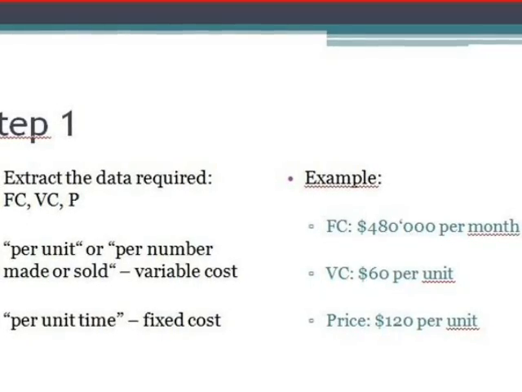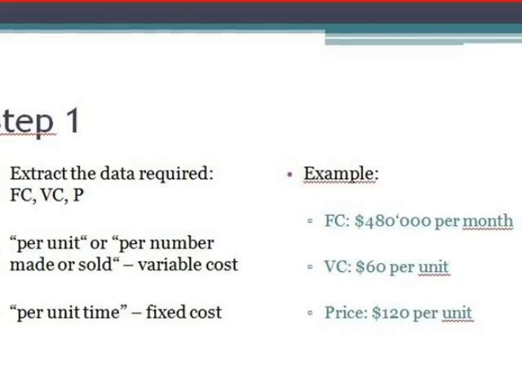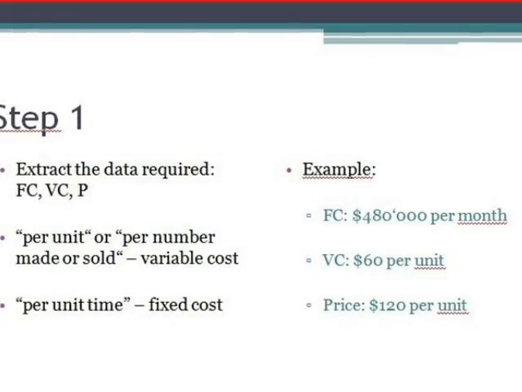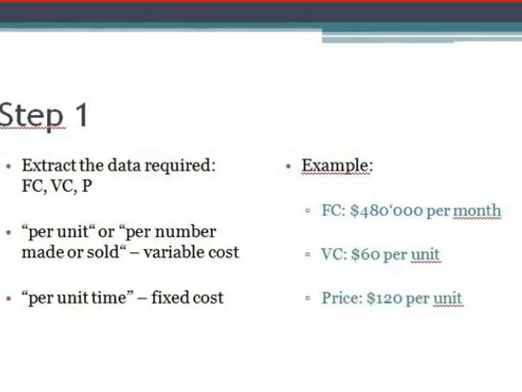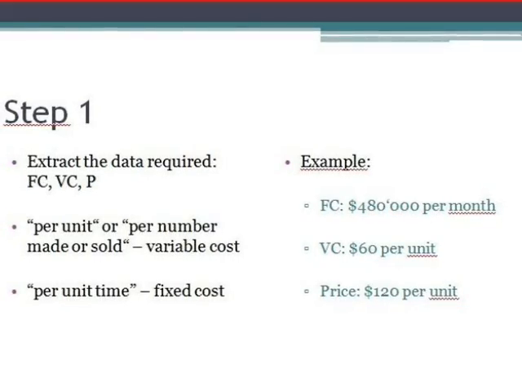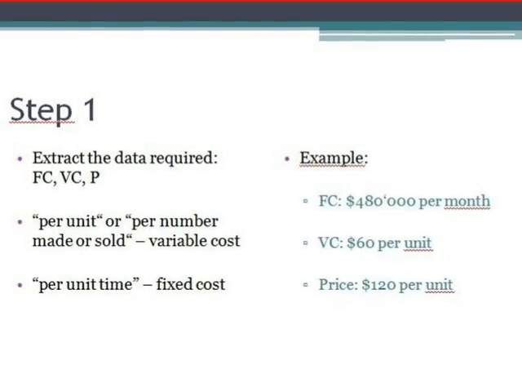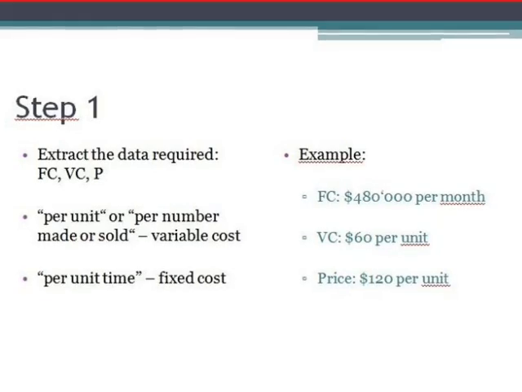What can lead to difficulties is the decision whether a cost is fixed or variable, and for this you need to look at the units. If it says per unit, or there's an indication in the style of per number made or sold, it's usually a variable cost. If there's an indication of per unit time, as per month or per year, it is a fixed cost. To make this all a bit clearer, we're going to look at an example.